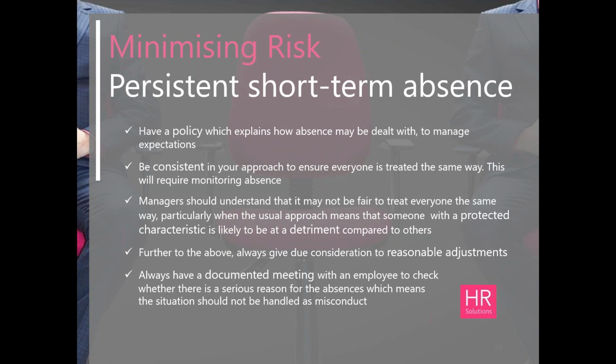So further to that comes the obligation, again derived from the Equality Act, to make reasonable adjustments. I would strongly advise that you always have a documented meeting, okay, documented so there is evidence to move forwards from in the future, with the employee to check what their situation is. You know, do they have a serious reason for the absences, which means that the situation should not be handled as misconduct. We're not going down the disciplinary route here. We might have to go down a capability route instead. Okay. Without that meeting, you're potentially just duplicating very difficult, hard work for yourself.